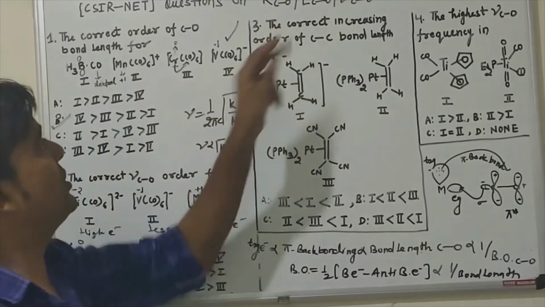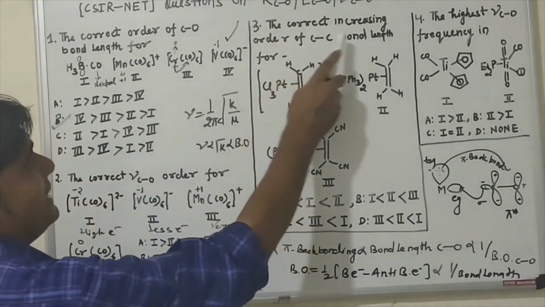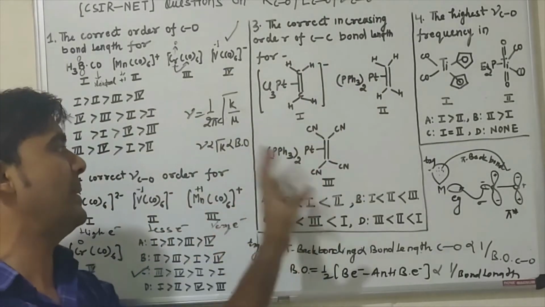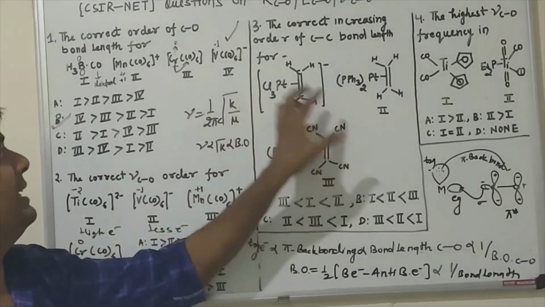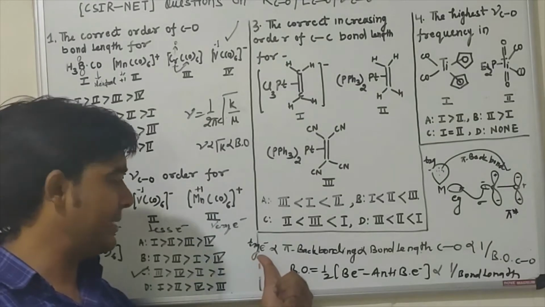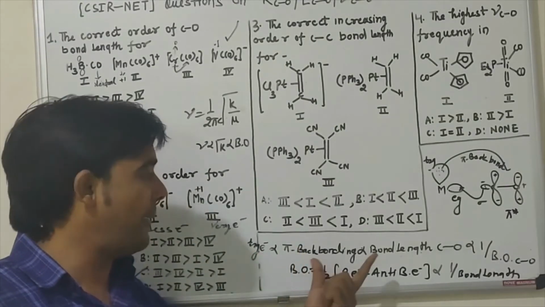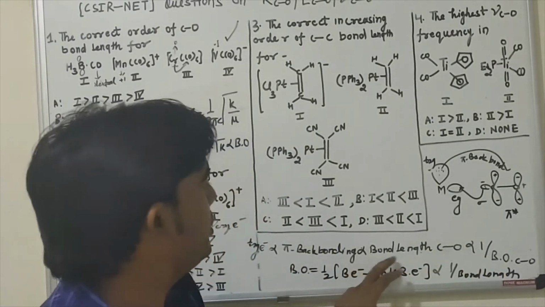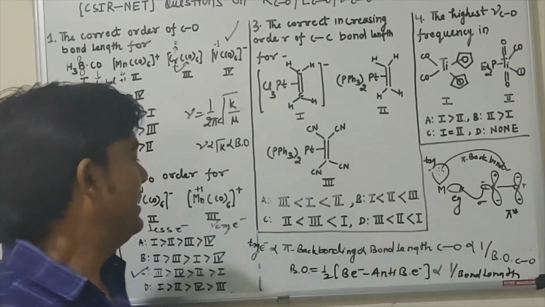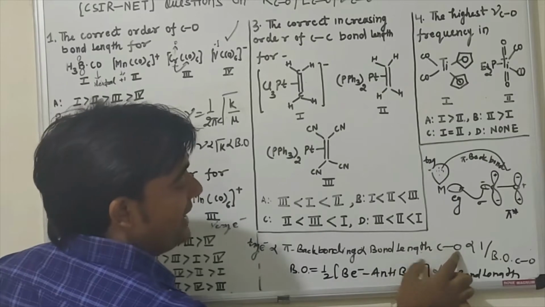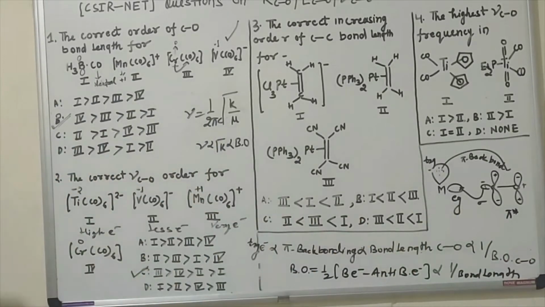Another question is the third one: the correct increasing order of CO bond length for these complexes. There are three complexes and you need to design the bond length. As we know, t2g electron density is directly proportional to pi back bonding, and pi back bonding is directly proportional to the CO bond length. If there is high pi back bonding, then the bond length between carbon and oxygen will be high, because bond order is decreased.